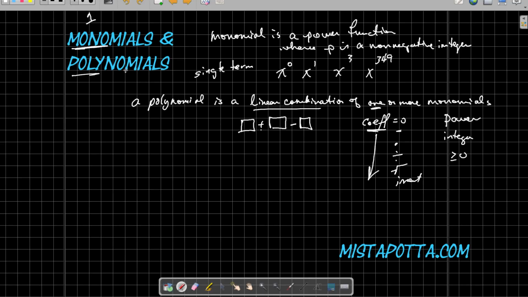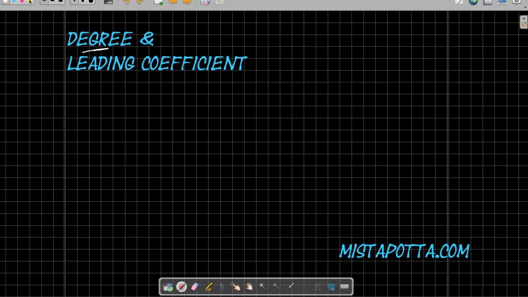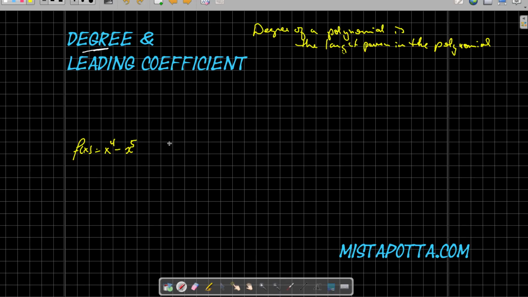So when we're talking about monomials, when we're talking about polynomials, we'll often talk about the degree of a polynomial, and we'll also talk about the leading coefficient of a polynomial. So when I talk about the degree of a polynomial, the degree of a polynomial is the largest power in the polynomial. So I could talk about something like f of x equals x to the fourth minus x to the fifth. My degree is 5 because that's the largest power that we see here. If I have something like g of x equals 3x cubed plus 6x to the sixth minus 4x to the fifth, I would say that this has a degree of 6. So the degree is really going to have to deal with whatever my largest power is in my polynomial.